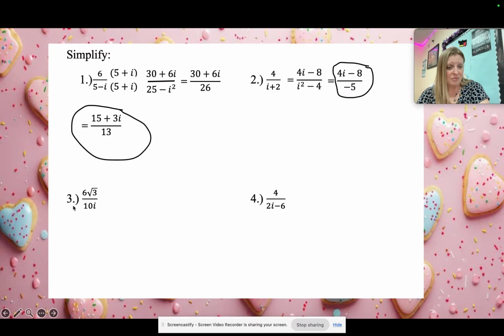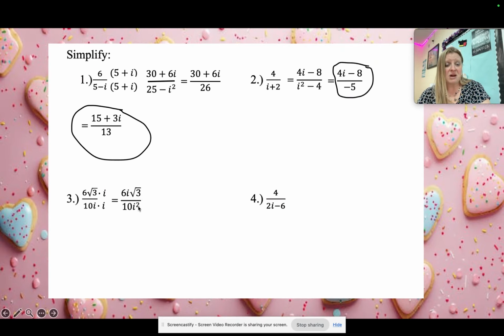Now, when I look at number 3, there's no plus or minus in the denominator, so no conjugating. That's nice, that makes it easier. I see two issues. 6/10 reduces, but I also have i in the bottom. So it doesn't matter which order you take care of them, they just both need taken care of. So I'm going to choose to take care of the i in the bottom first, and I'm going to use my multiplication rules. So outside times outside, so the 6 and the i stay on the outside, the 3 stays on the inside.